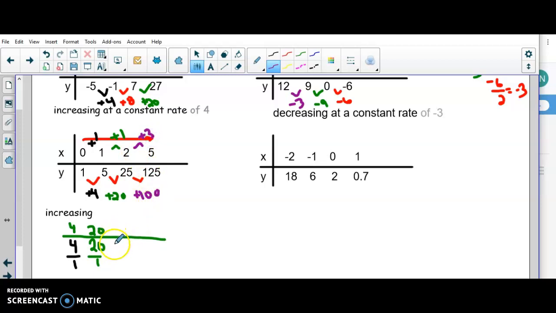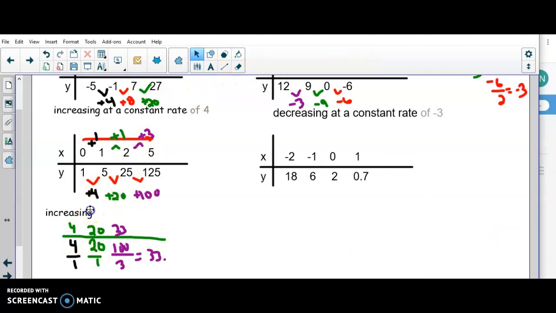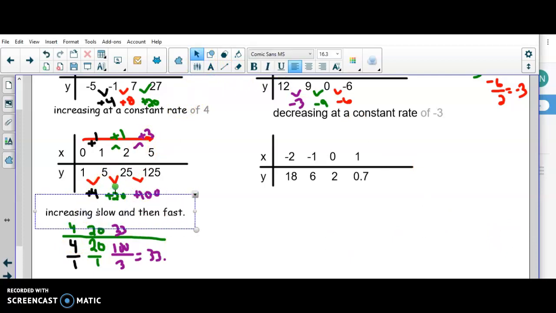Okay? So we'd have 100 divided by 3, which is about equal to 33. 33. I always think of money. Okay? 33. So we're kind of increasing. We're going at a rate of 4, then 20, then 33. So we'd say it's increasing slow and then fast. Increasing slow and then fast. So that would be an example of that type of pattern.